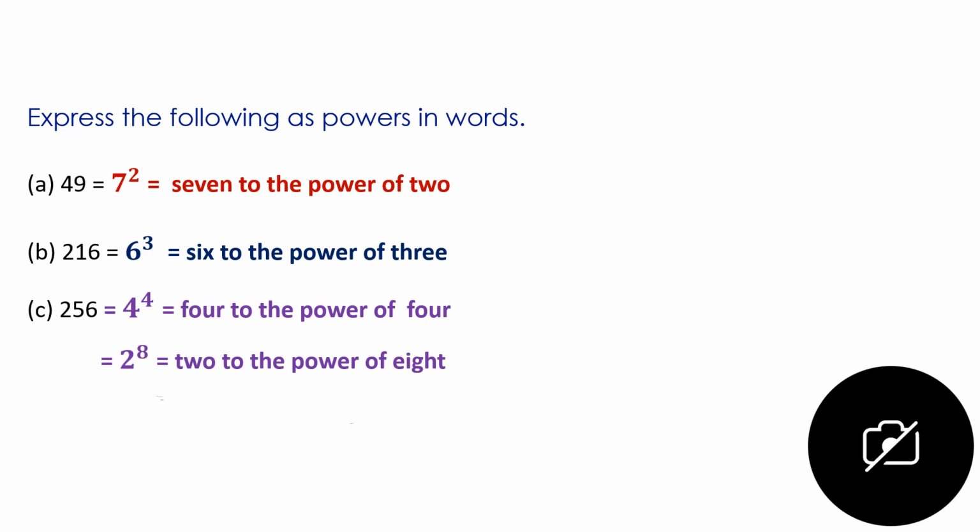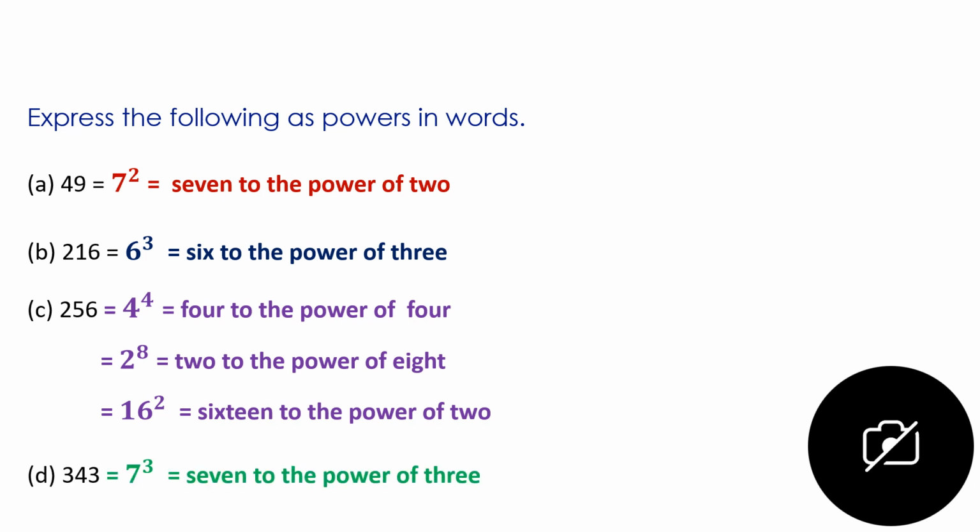And then we have different ways of writing 256 in powers depending on what we broke it down into. We could have broken it down into 2 to the power 8 or 16 to the power of 2. And then lastly, 343, that is 7 to the power of 3. So you can see that this is how you write it in words. You can pause it, write it down, learn it before we move on to prime factorization.